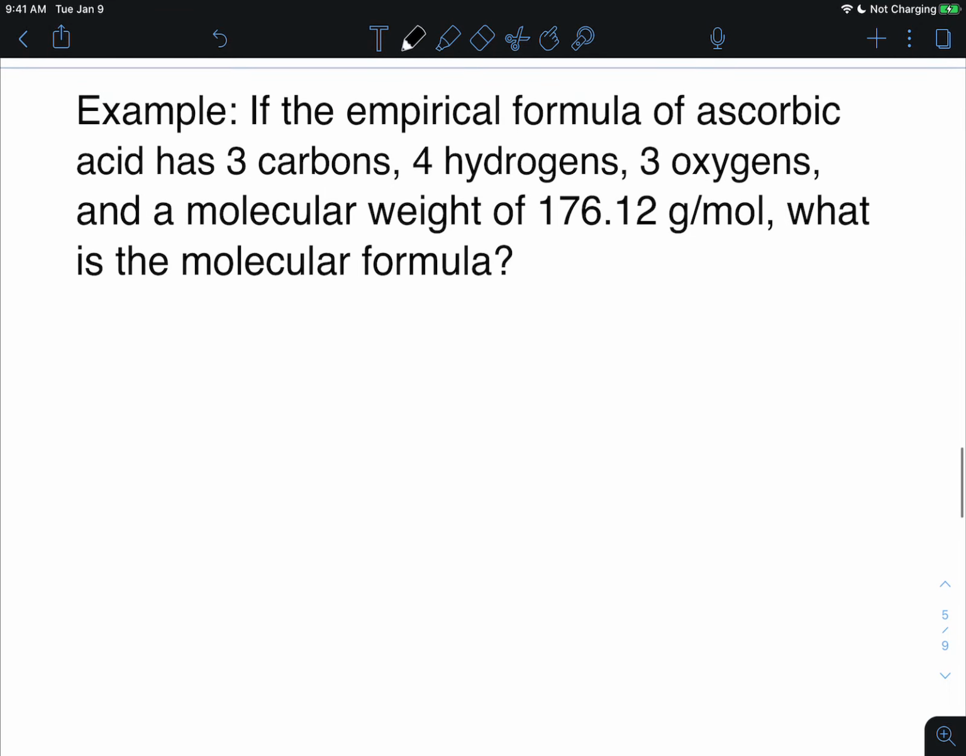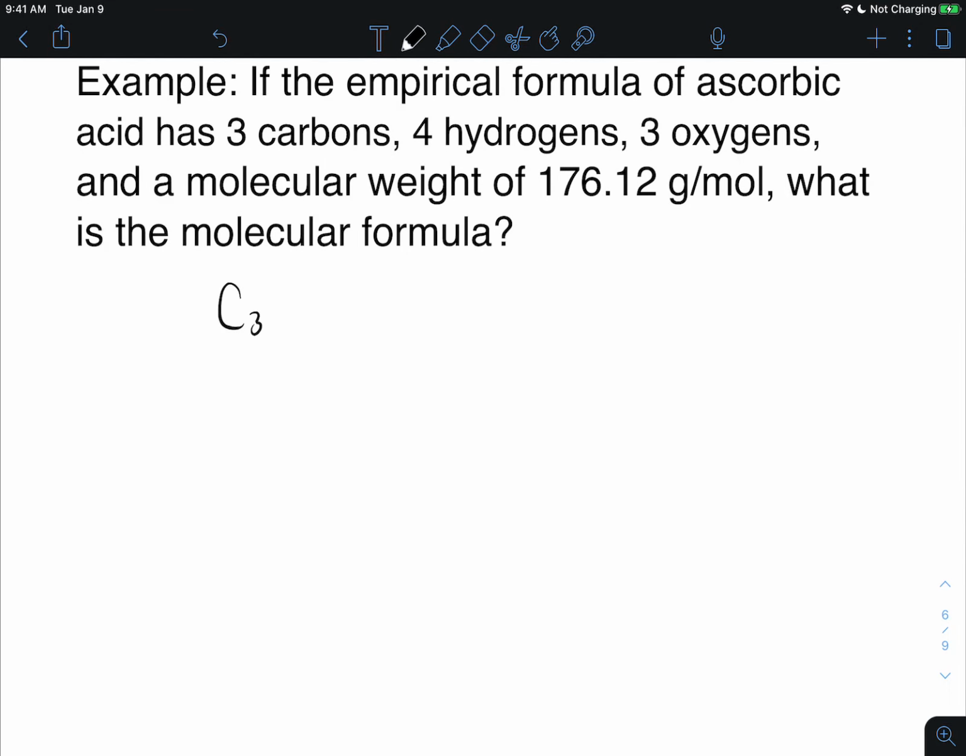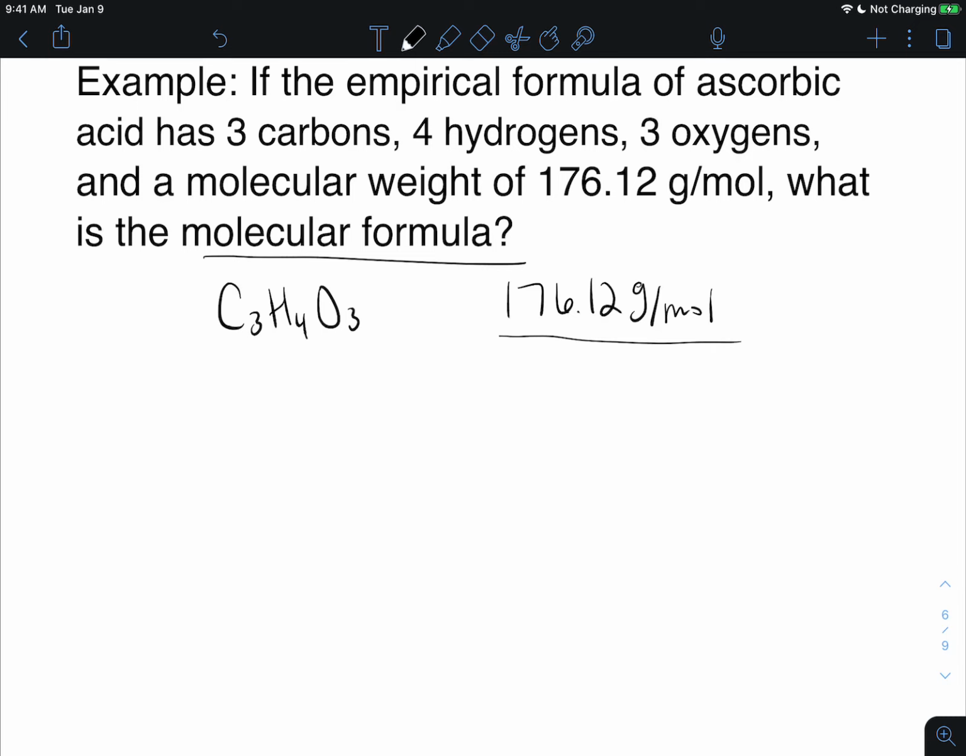So we've got ascorbic acid, C3H4O3, which has a molecular weight of 176.12 grams per mole, and we want to know what its molecular formula is. So this is our molar mass of our full compound. This is the molar mass. This is our empirical formula that we need to find the molar mass for.